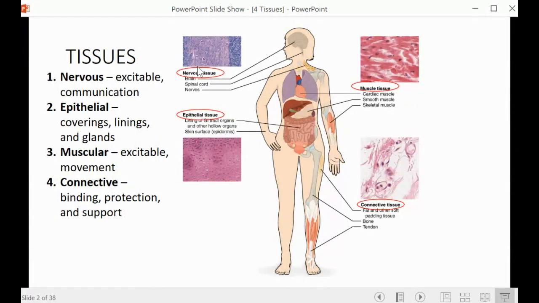Muscular is also excitable and it allows for movement. So muscular tissue, we have it in our heart. We have it around our organs for digestion. We also have it in our skeletal muscles. And then connective tissue. So this is for binding, protection, and support.